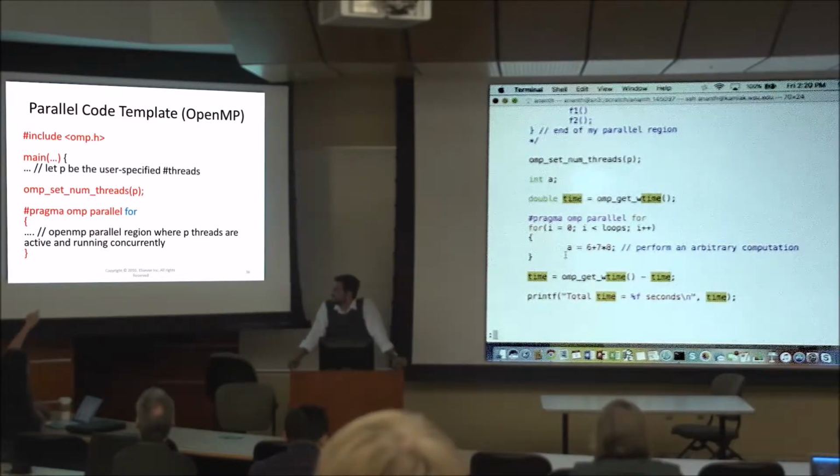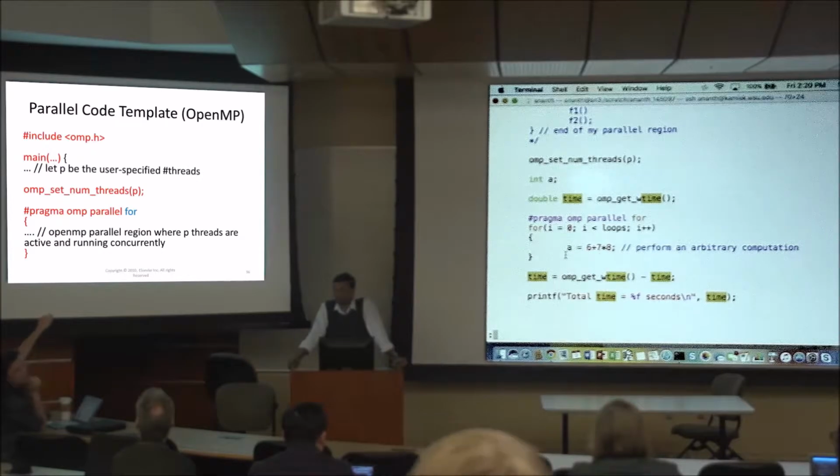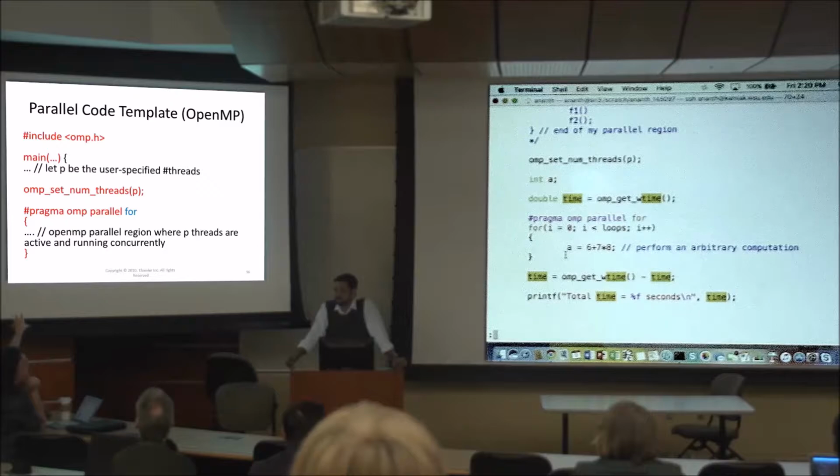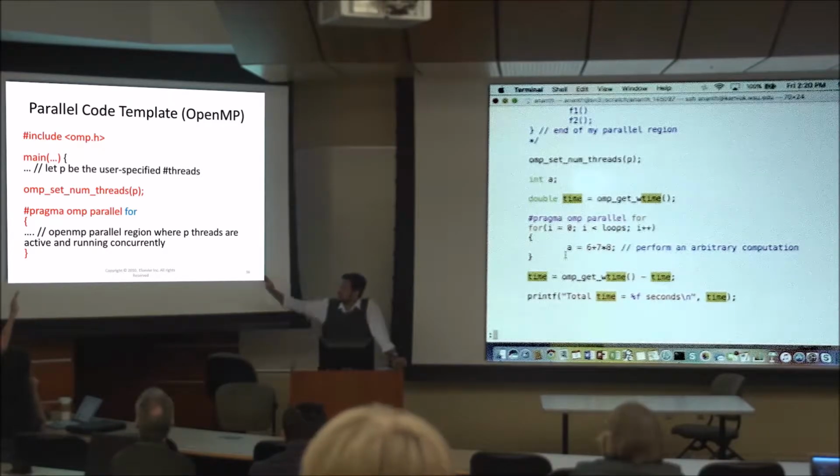So for those of you, as we move forward, you're going to be parallelizing a couple of codes, right? So here's a template of how you can do that. This has the omp.h, and we already discussed this, you've already discussed this. And we will come to the scope very soon.